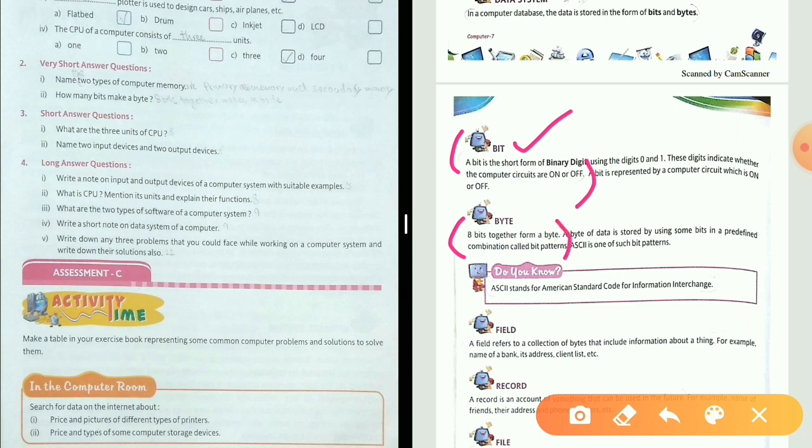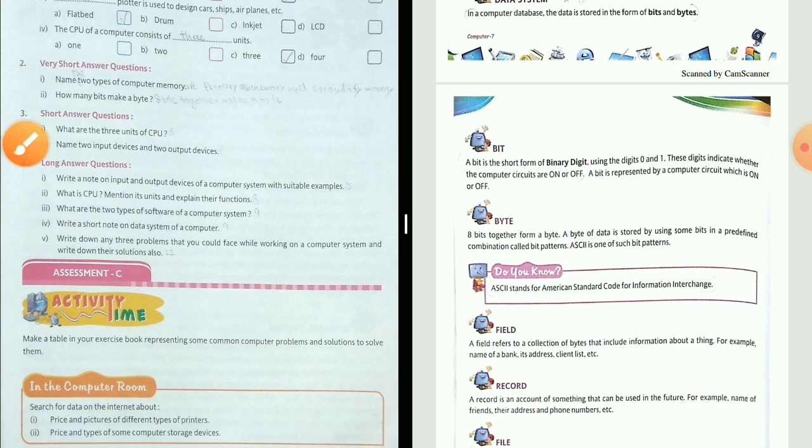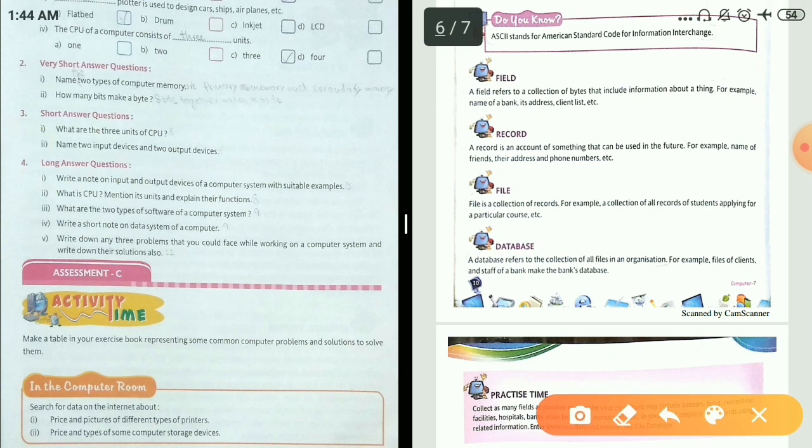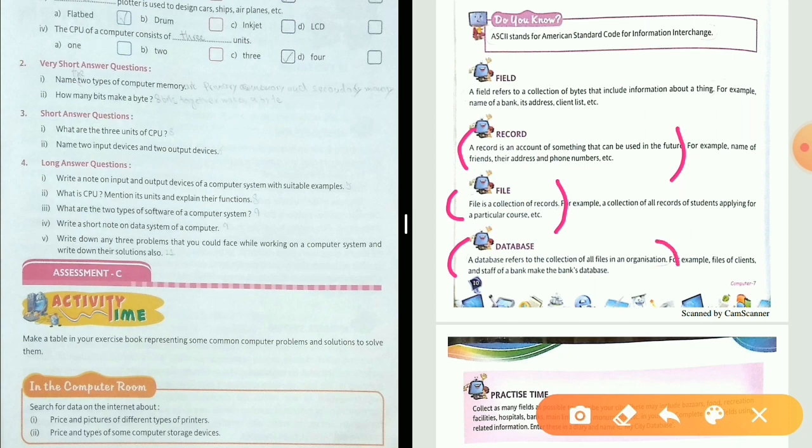For the field, you will be writing a field refers to a collection of bytes that includes information about a thing. Till a thing you will be writing. Regarding your record, from the starting, you will be writing till future. Okay, now for the file, you will be writing a file is a collection of records. Only this much till records. And for the database, you will be writing a database refers to the collection of all files in an organization. Till organization. Okay, this much you will be writing in your fourth answer.